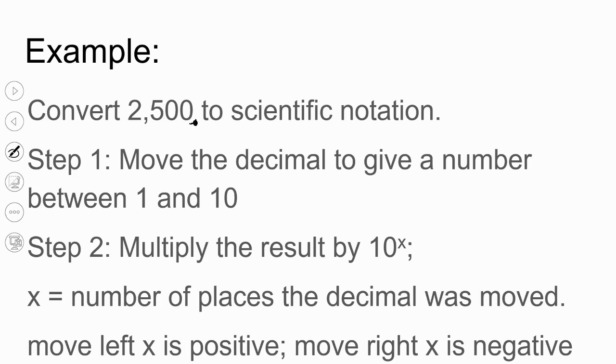And then I'm going to move my decimal so that the number is between 1 and 10. So here we go. 1, 2, 3. Okay. So I moved my decimal. Now I have 2.5, and I moved it 3 to the left. So this is going to be 2.5 times 10 to the 3.